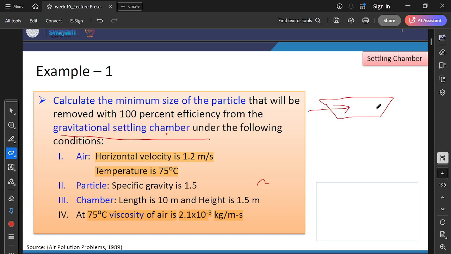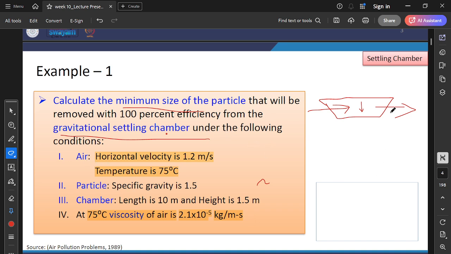The air will come in and go out, and the horizontal velocity of the air and the settling velocity should be matched so that the particles will settle before leaving the chamber. That's the principle behind the gravity settling chamber. So they are asking what is the minimum size or minimum diameter of the particle that will be removed for the given condition.